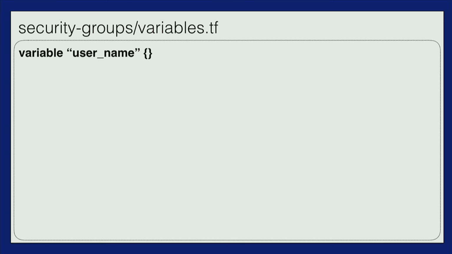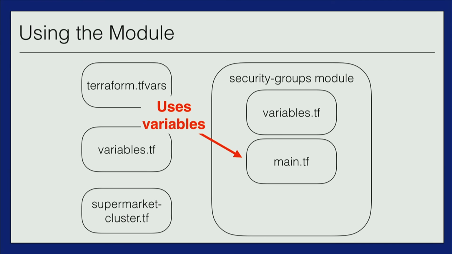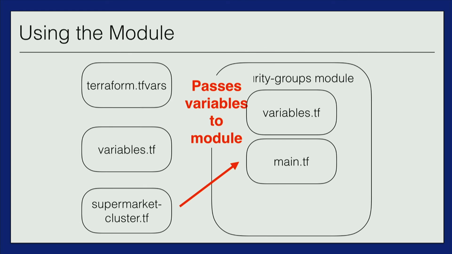We've got our variables.tf file within our modules directory at this point, and we just define the username variable. So that variable is going to be used by the main.tf config. So effectively, we're passing these variables from within our supermarket cluster.tf, our main config, into the module's config file.